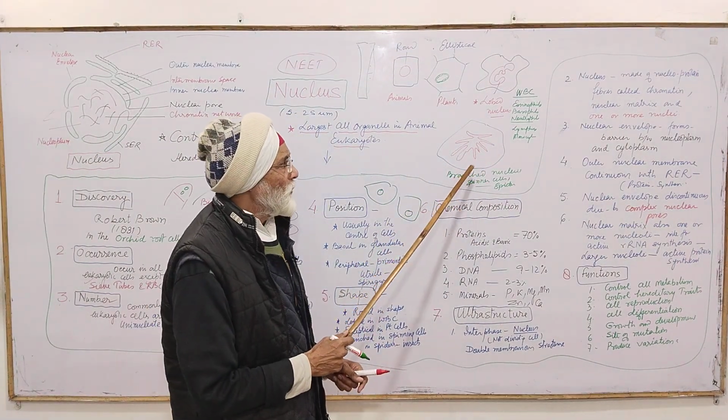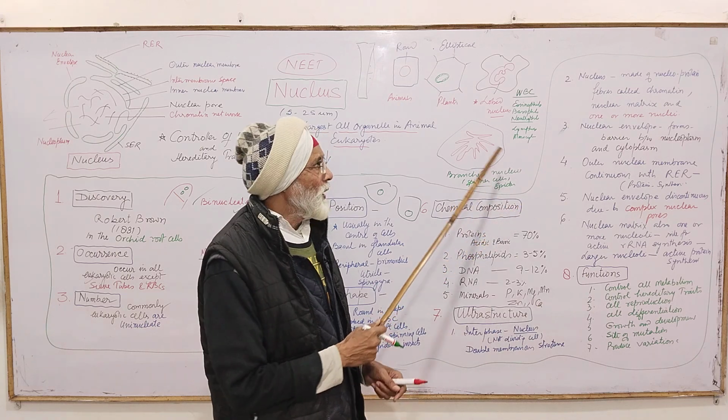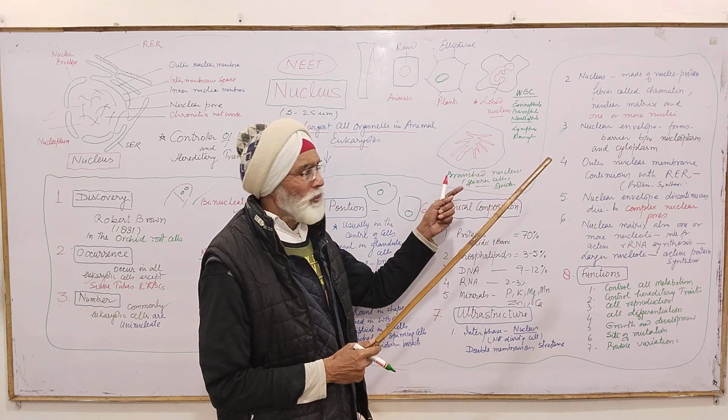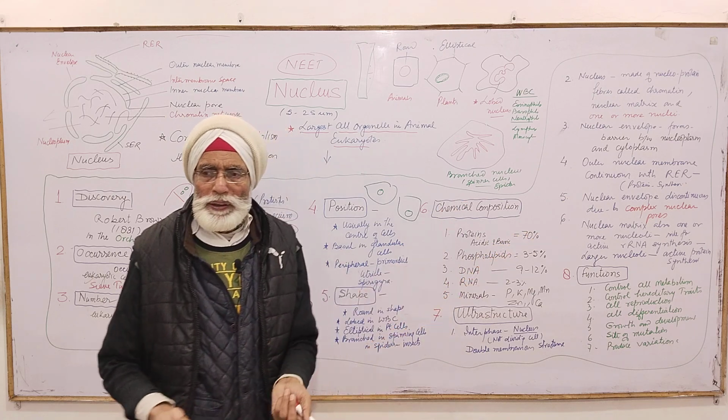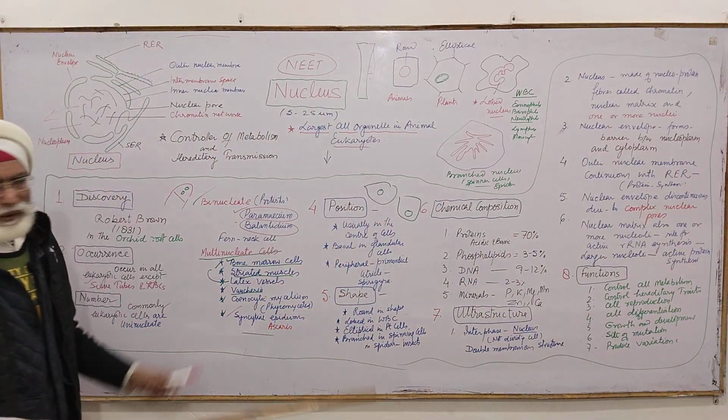Another very important question, branched nucleus. This is characteristically found in the spinning cell of the spider. This is highly branched. And an important question for you: branched nuclei in the spider spinning cell. So this heading is also done.